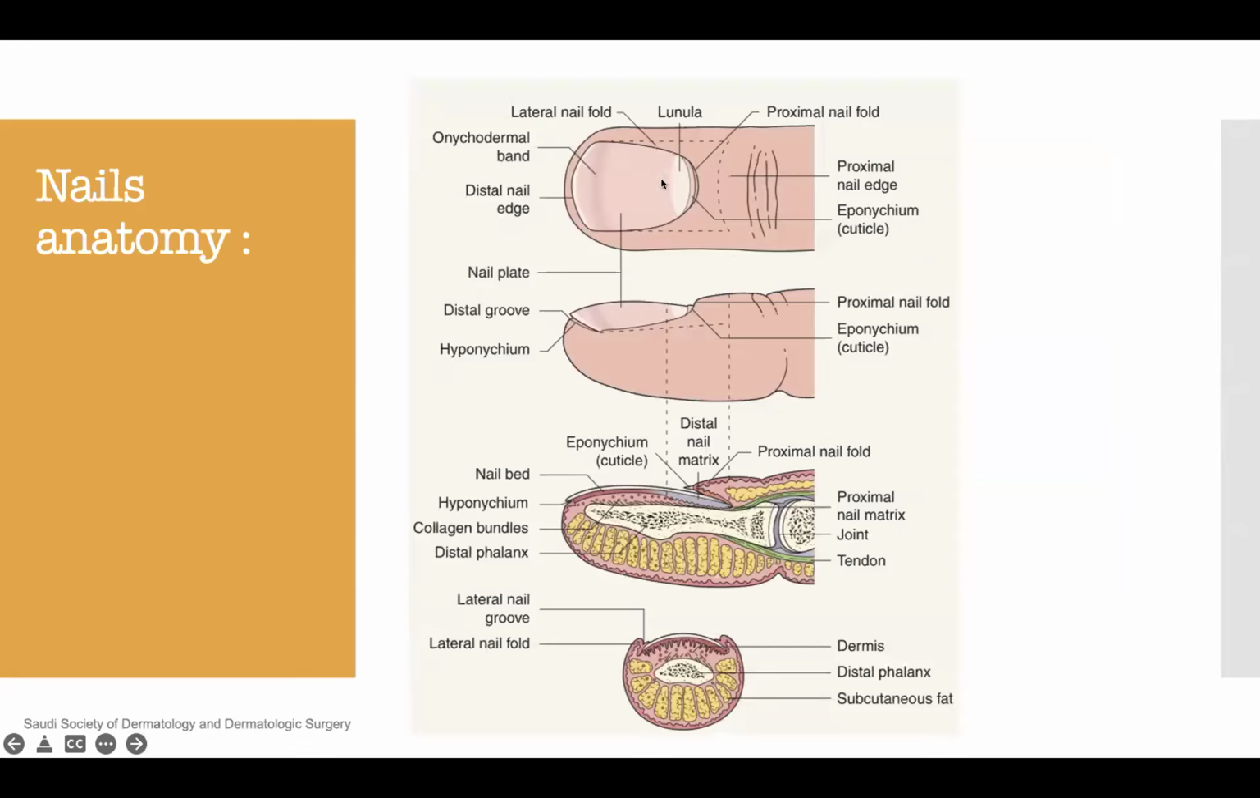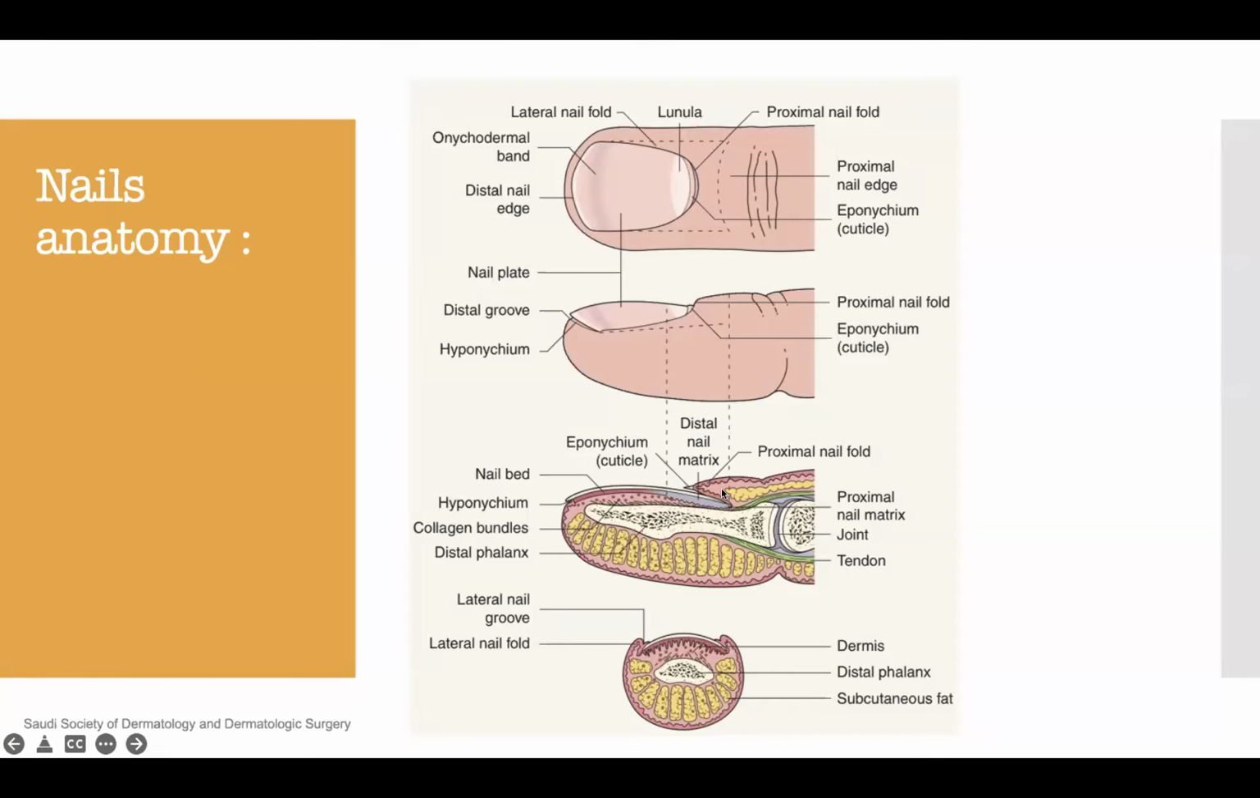Another picture. The same as we said: the lunula here, the proximal nail fold, the eponychium, the lateral nail fold. This is the onychodermal band, the pinkish line at the distal or free nail edge. More into detail, or deep-wise, this is the eponychium. This is the distal nail matrix. This is the proximal nail matrix, and this is the nail bed, which is underneath the nail plate, and this is the hyponychium.